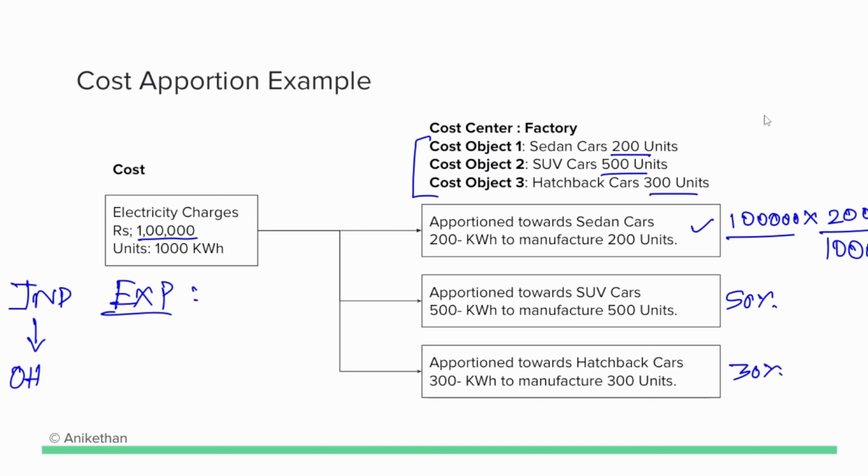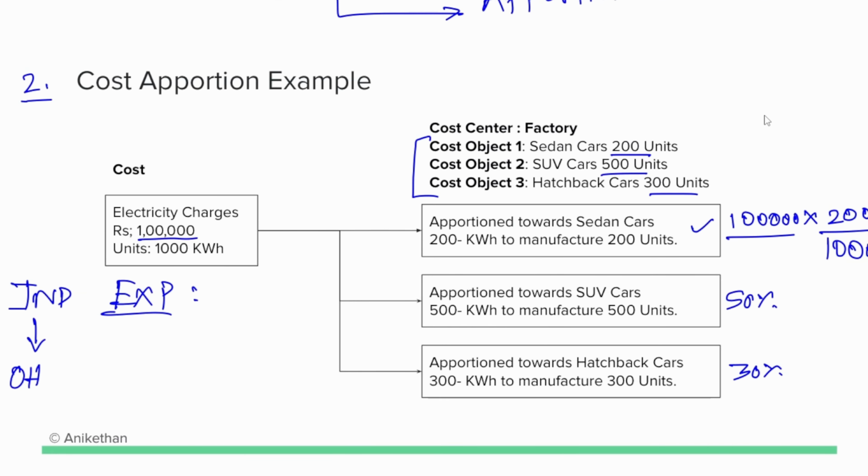So this is the second important definition you should understand. You have cost allocation where it is direct. So this is cost allocation. Then you have cost apportionment, where a portion will go to each cost object or cost center.